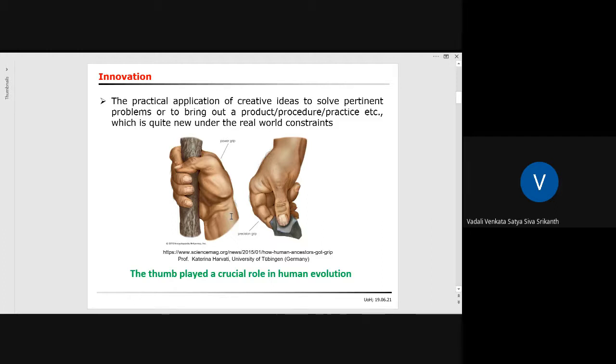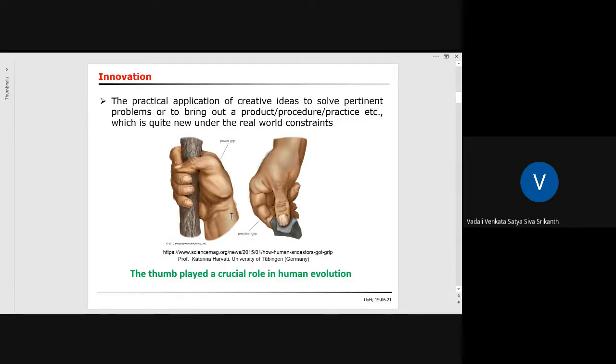Now, when I say application of creative ideas, it involves first of all considering the idea positively, developing it by doing the required research, and testing it using the allowed protocols. Sometimes you might also have to invent new protocols, using the idea, and then enjoying the benefits of it. Now, let us consider the idea of the thumb, which I mentioned previously.